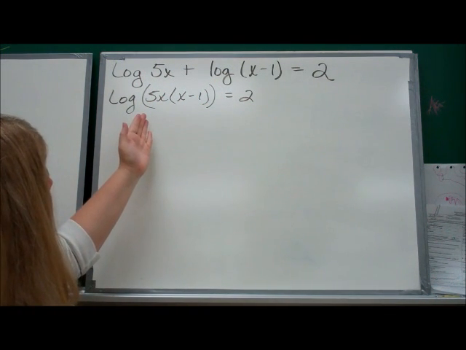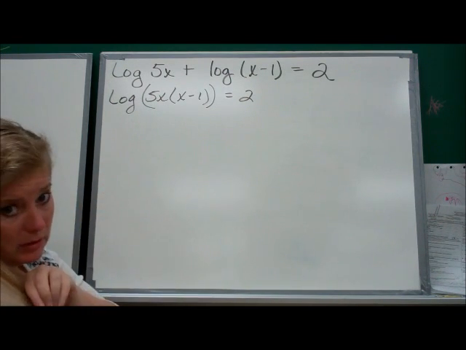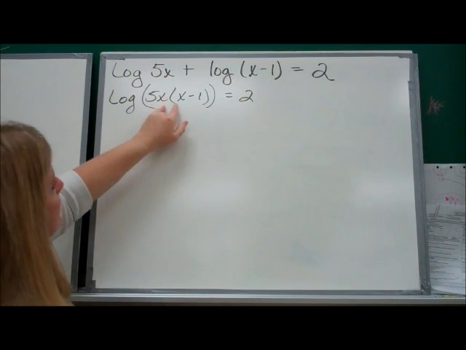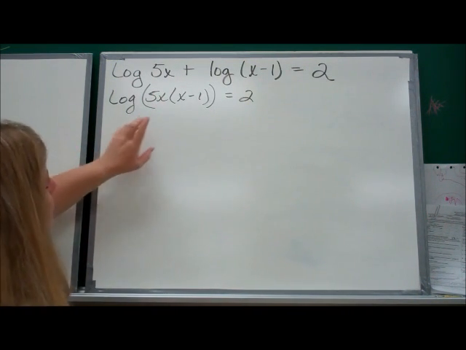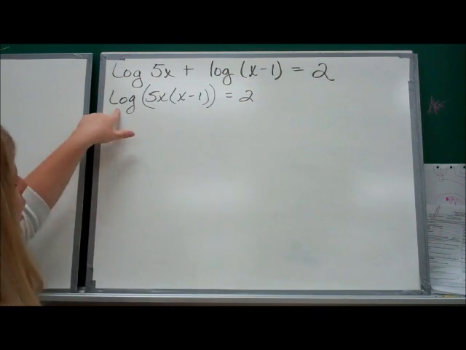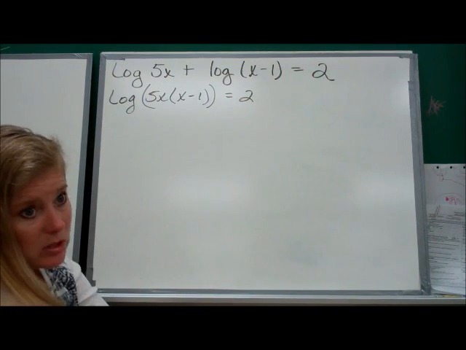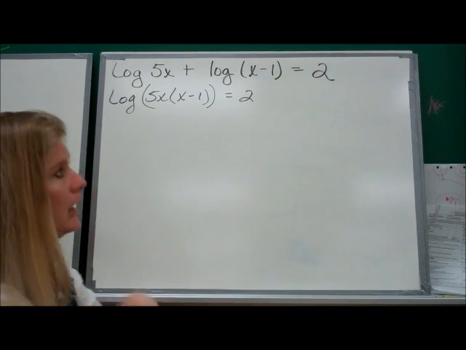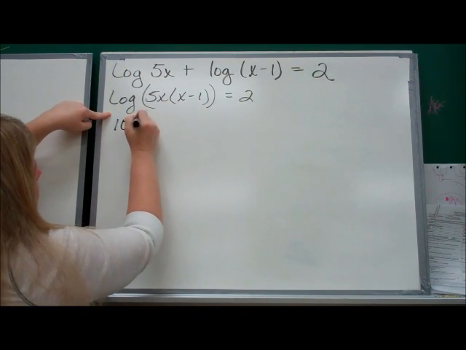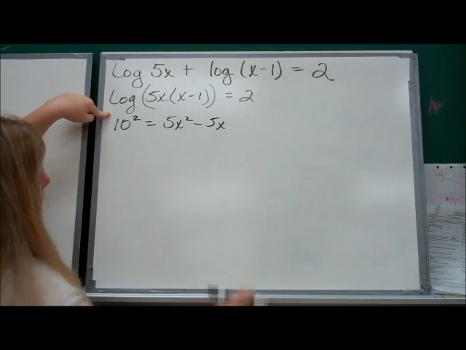Now we have it written as a single log, and I'm going to do things in 2 steps because I'm limited on space here. I'm going to distribute and switch it to exponential form at the same time. So log, if the log doesn't have a little number written here, it's a common log, which means it is base 10. So that means 10 to the second power equals 5x squared minus 5x.